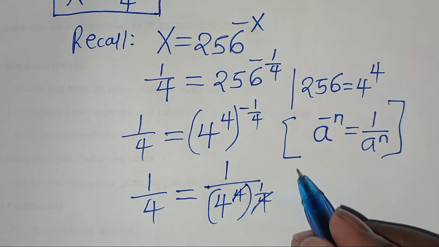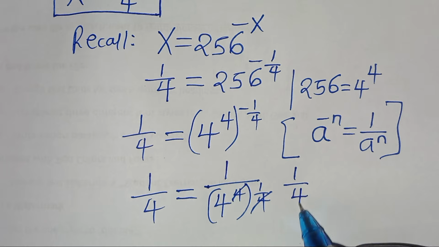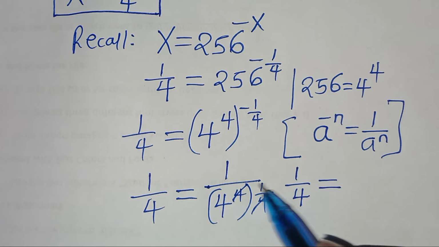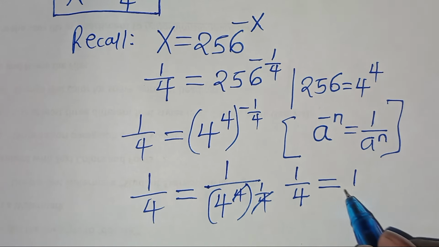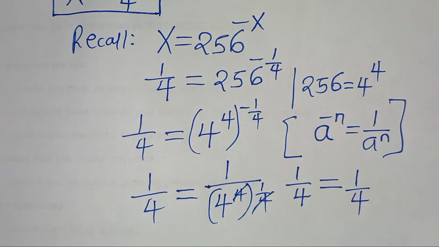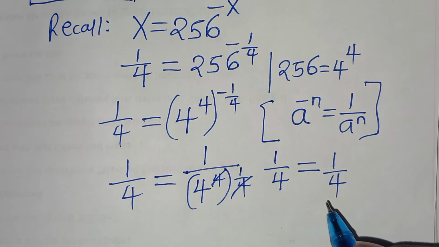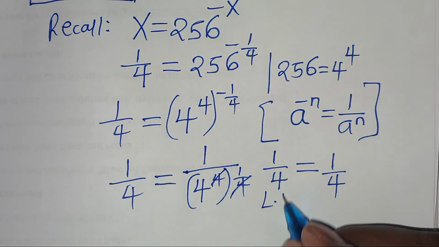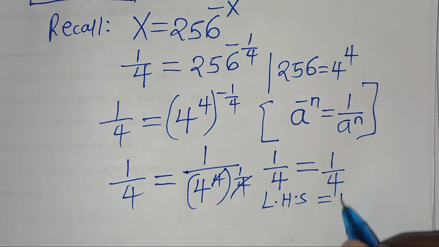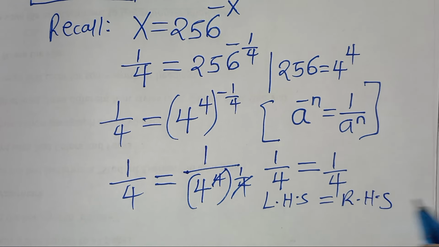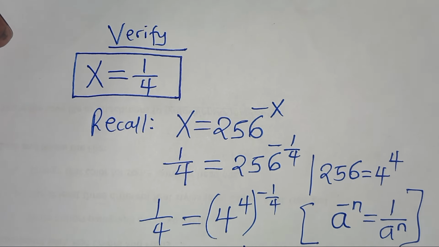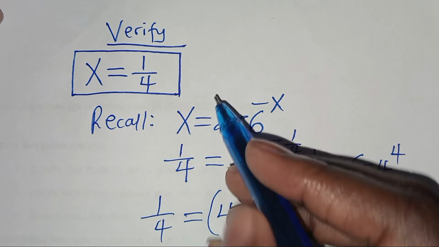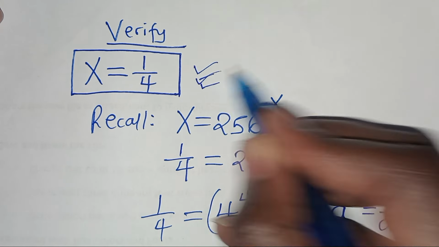So that now on the left hand side we have 1 over 4, which is equal to, on the right hand side, 1 over 4. And this actually implies that the left hand side is equal to the right hand side. And this proves that the value of x, which is 1 over 4, satisfies the equation.